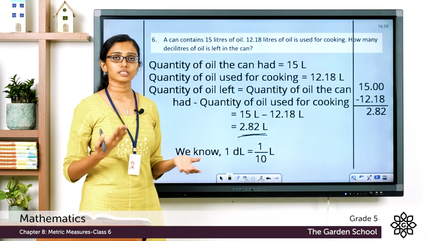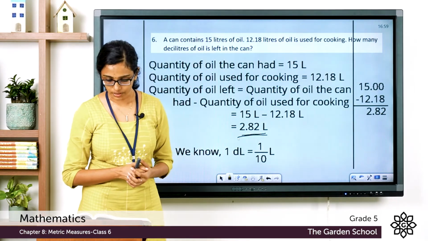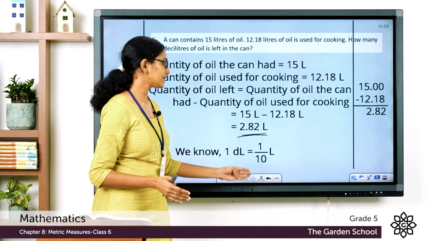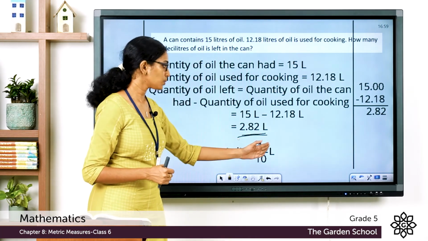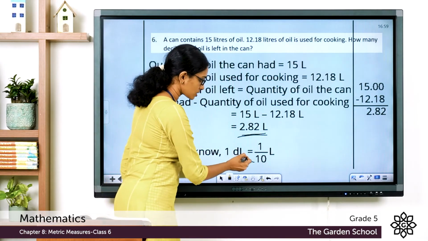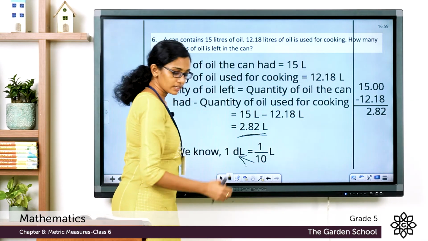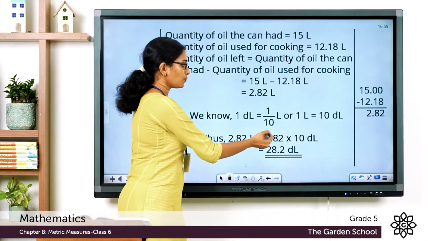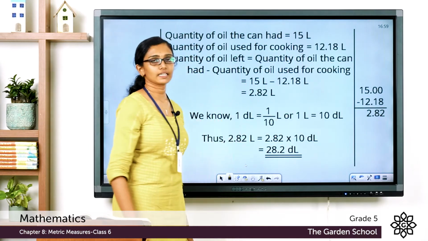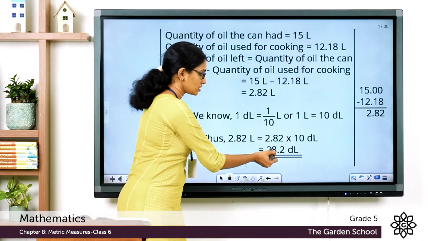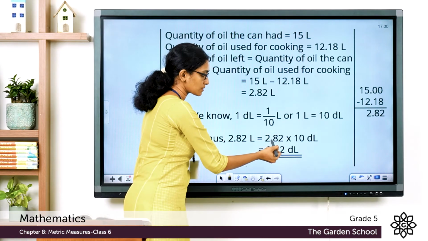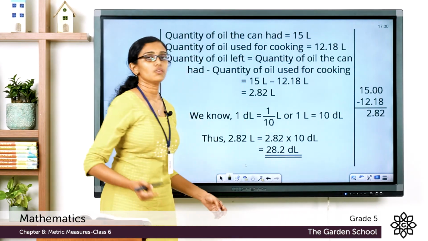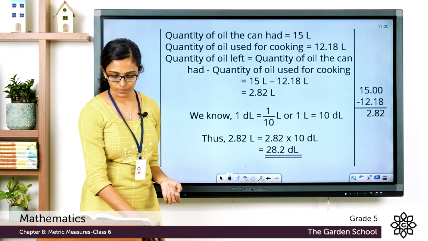Now we have to change it in terms of deciliters. Now what is 1 deciliter? 1 deciliter is equal to 1/10th of a liter. So we can write, when you cross multiply, 1 liter is equal to 10 deciliters. 2.82 liters will be equal to 2.82 into 10 deciliters. That is, there is 1 zero here, so shift this decimal point 1 place to the right. So that is equal to 28.2 deciliters. Hope you are clear with this.